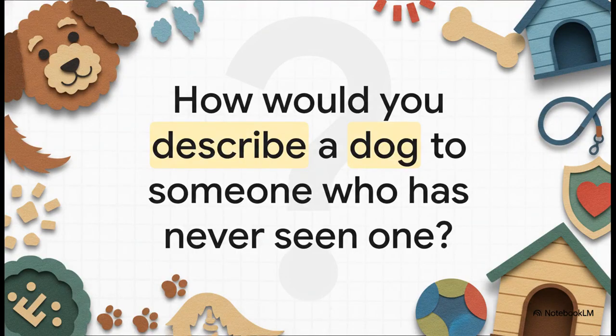So let's do a little thought experiment. Just imagine for a second that you are talking to someone who has never, and I mean never, seen or even heard of a dog before. How in the world would you describe one? What are the essential things you'd have to tell them?